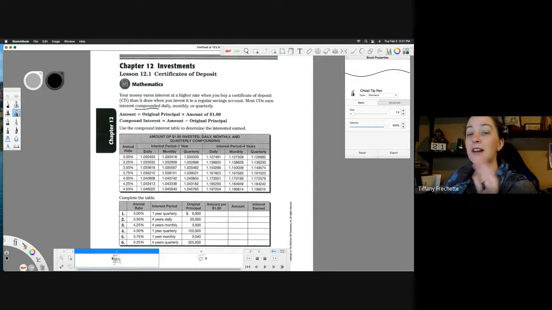So if it's not compounded yet, it doesn't earn its own interest. Once it's compounded, meaning added back to your account, it starts to earn the interest. So kind of a long definition for that word, but that's what compounded means.